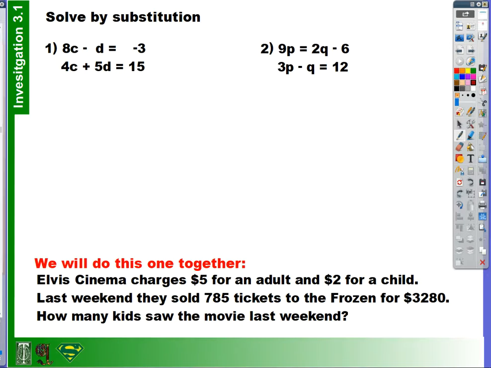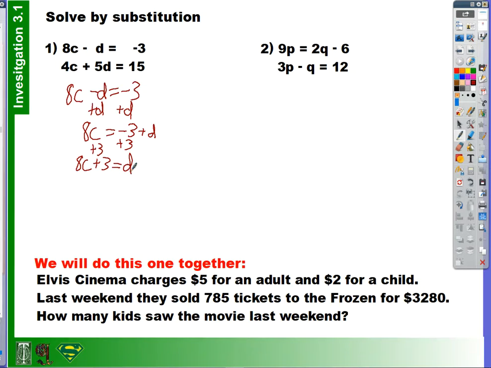So the first step is we're trying to get one of the variables by itself so we can substitute an equivalent expression into the other equation. So I chose 8c minus d equals -3. It's a train track problem. I first added d to both sides. You get 8c equals -3 plus d. And then I added 3 to both sides. Then I got 8c plus 3 equals d.